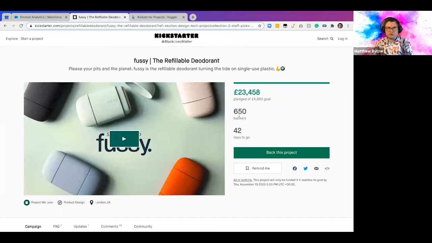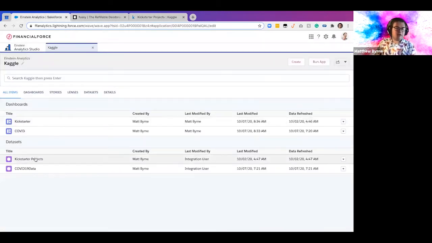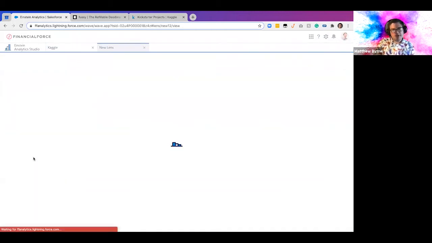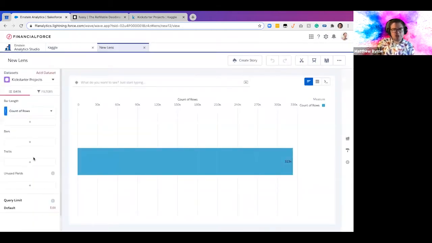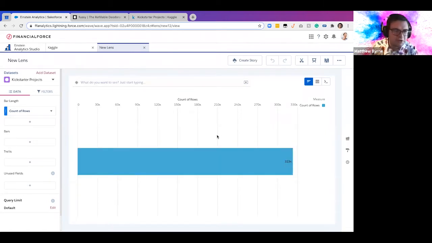And this is what I thought we'd build some stuff on today. So I went ahead and took the data set from Kaggle, and I exported the CSV, and I went into Einstein and I uploaded it. And I now have a data set within Einstein, which allows me to report on it. So we can see that this is based on 323,000 Kickstarter projects. And we're going to start exploring this data, and then we're going to go into some time series functionality as well.